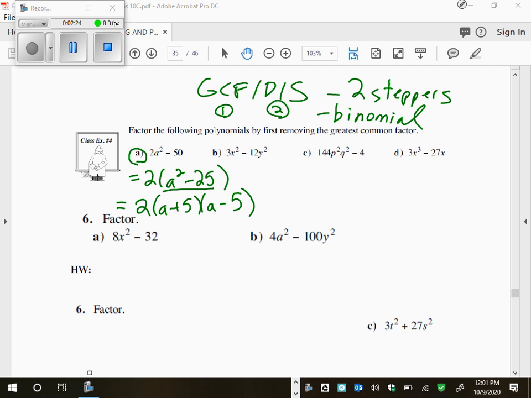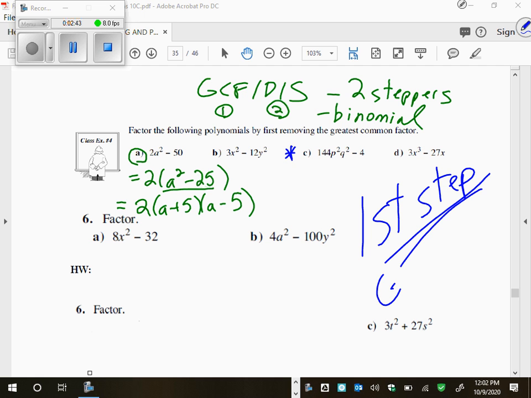C is trickier. Study start. C, you can square root it right away. We see 144, we're happy. But we do not square root it right away. The first step to all factoring is GCF, whether you can square root it or not. So can you take out a common factor of 144 and 4? And yes, you can take a 4 out.